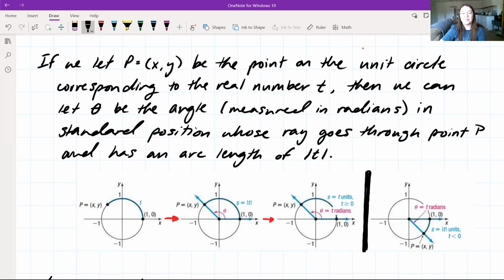Your arc length is always positive, which is the absolute value of t. T itself can be positive or negative, as we've seen, either in the counterclockwise direction or the clockwise direction, but our arc length is always positive.